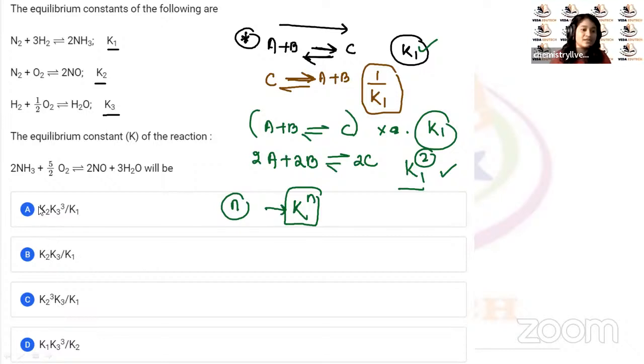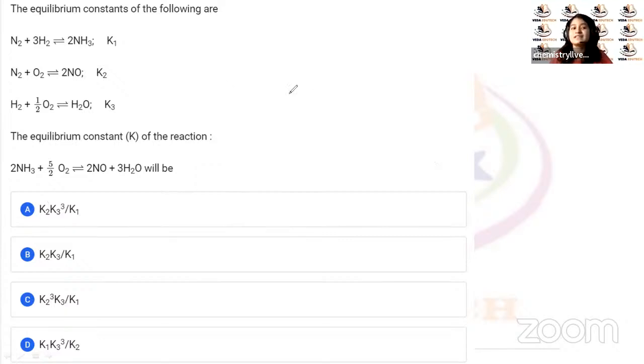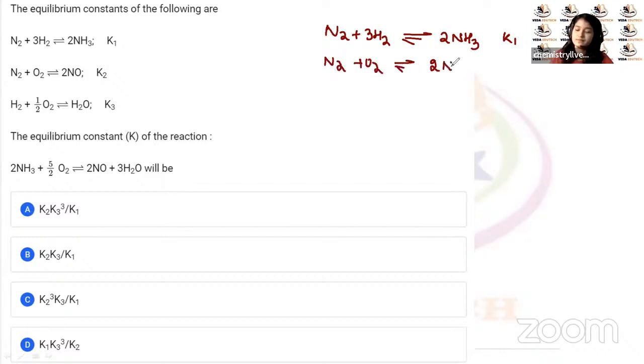So let us discuss what is being given here in this question. We'll write all the equations that are given to us. And what is the equation, children? It is given to us that N2 plus 3H2 gives rise to 2NH3, K1 is given to us. Then we have N2 plus O2 gives rise to 2NO. This is K2 here. Then what is the third reaction? H2 plus half O2 gives rise to H2O. That is your K3. These all things are given to us.